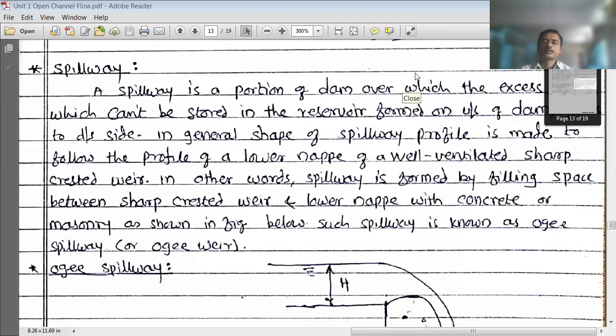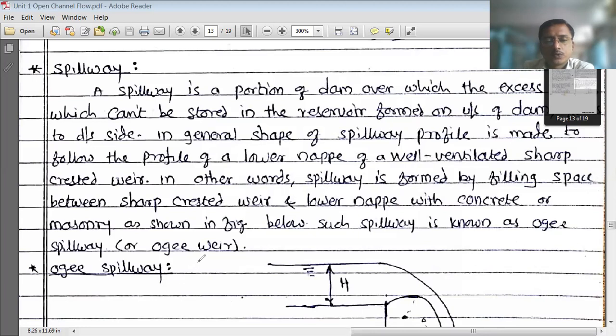Spillway may be provided in the dam itself, in the body of dam, or it may be provided separately. So now tell me, in which condition we provide the spillway in the body and out of the body? Can anyone? Earthen dam, out of body. Correct. In the earthen dam case, we provide the spillway separately.